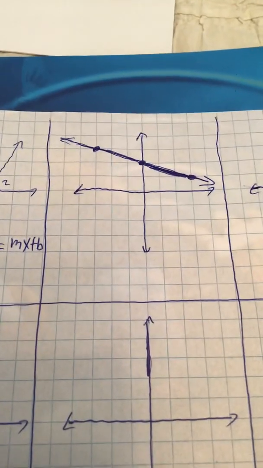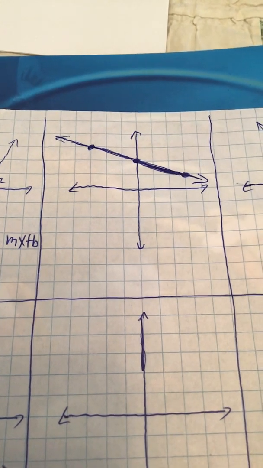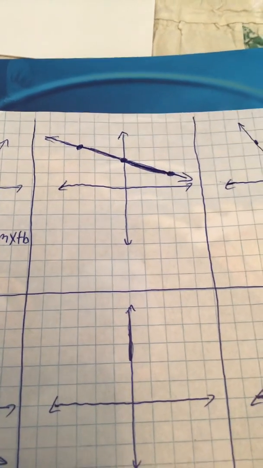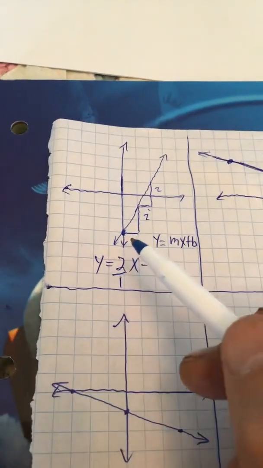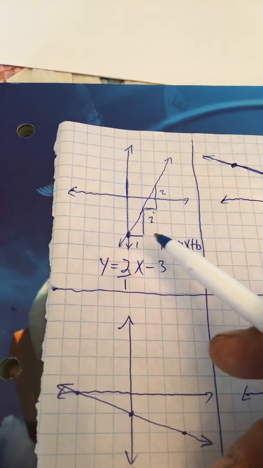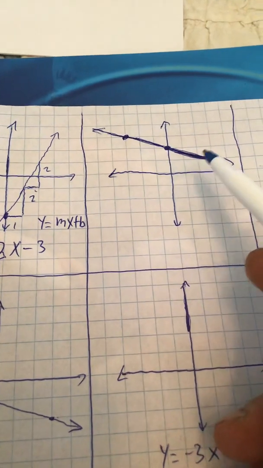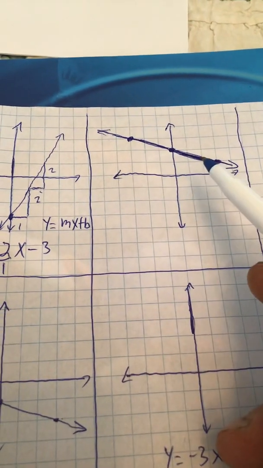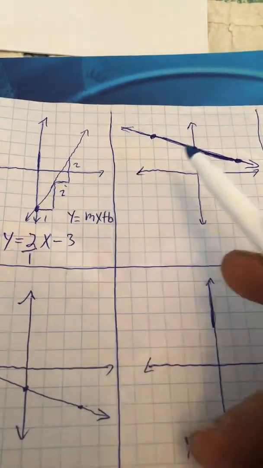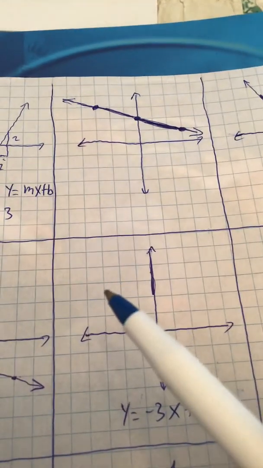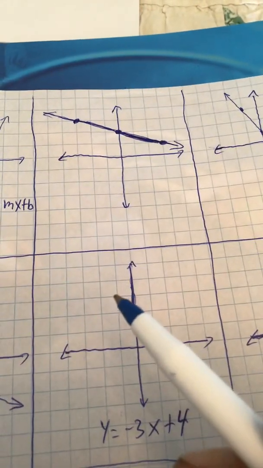This time, I gave you the graph. I want you to give me the equation. Look at it. When slopes tilt uphill, as you go to the right, you go up. That's positive slope. As you go to the right, you go down, this is going to be negative slope. Down, right, negative. Up, right, positive.